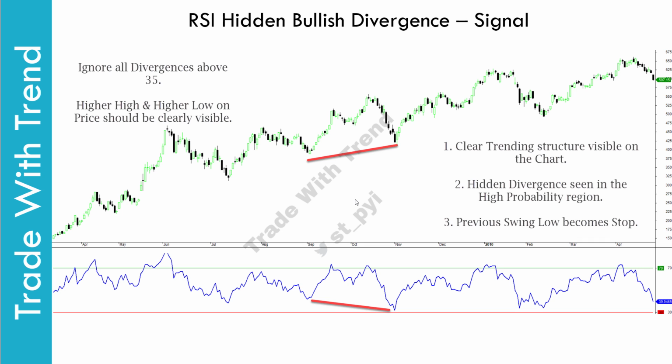I'll repeat one more thing. As a rule of thumb, ignore all hidden bullish divergence signals that happen above RSI 35. They are not worth taking in my opinion.